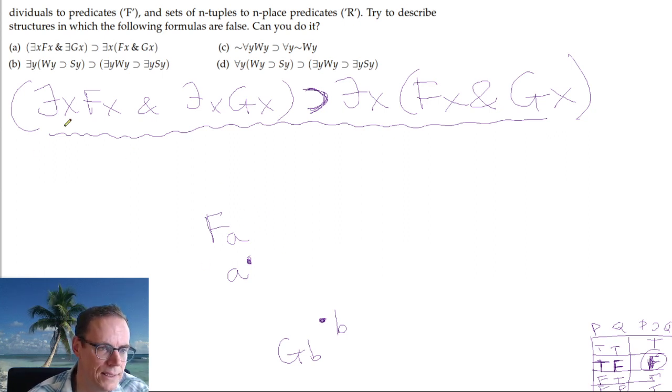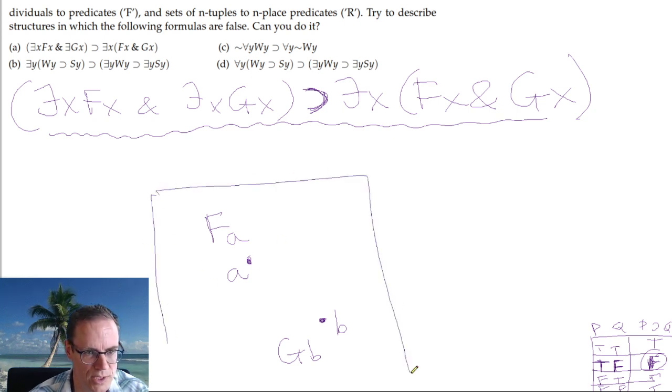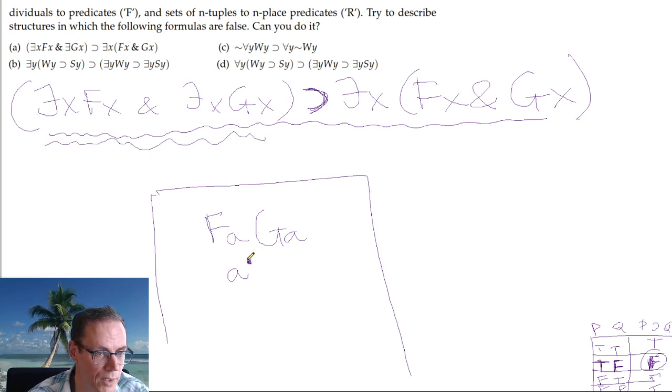Have we now made the antecedent of this conditional true? In this particular situation, is it true that something is F? Yeah, A. And that something is G? Yes, B. So it's true that there's an F and there's a G. Of course, we could also simplify it. We could say, oh no, we don't need B. Let's just stick with A and say A is F and A is G. Now the antecedent will also be true because there's an F, namely A, and there's a G, namely A.